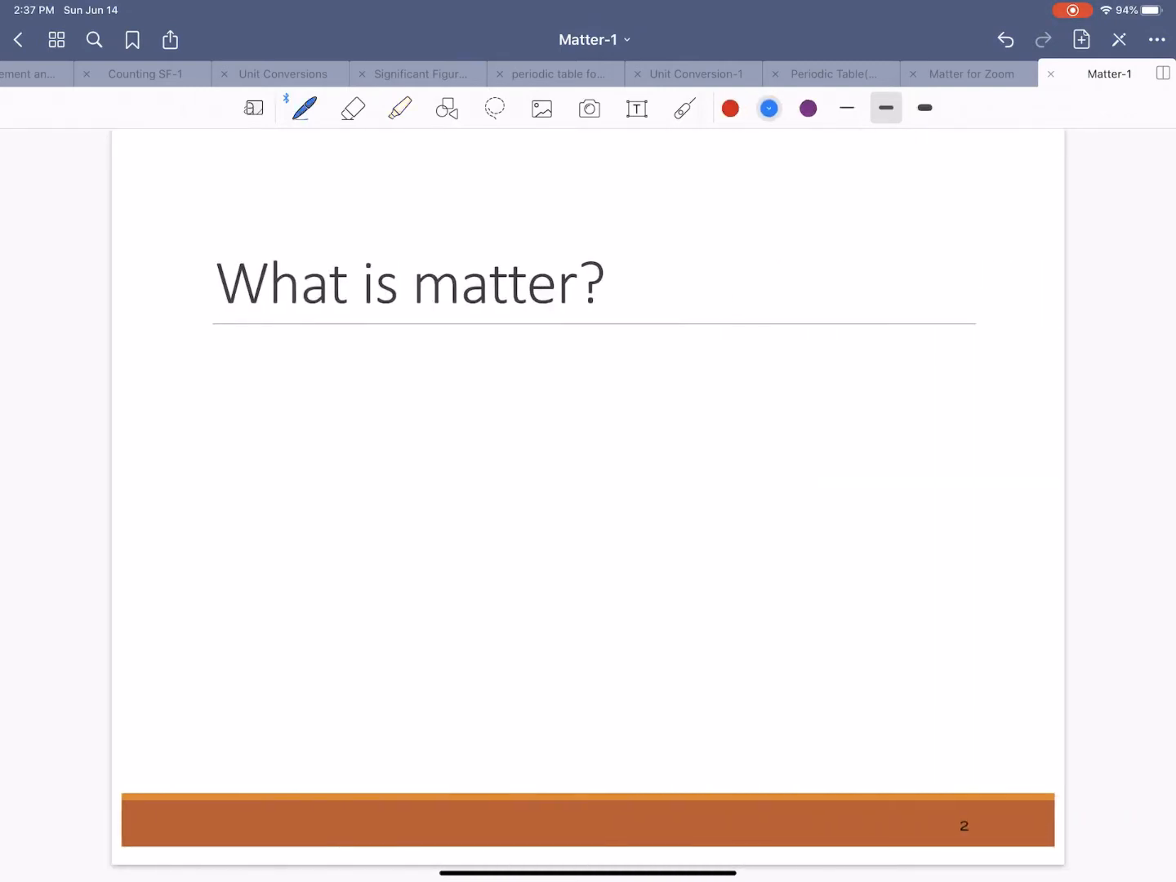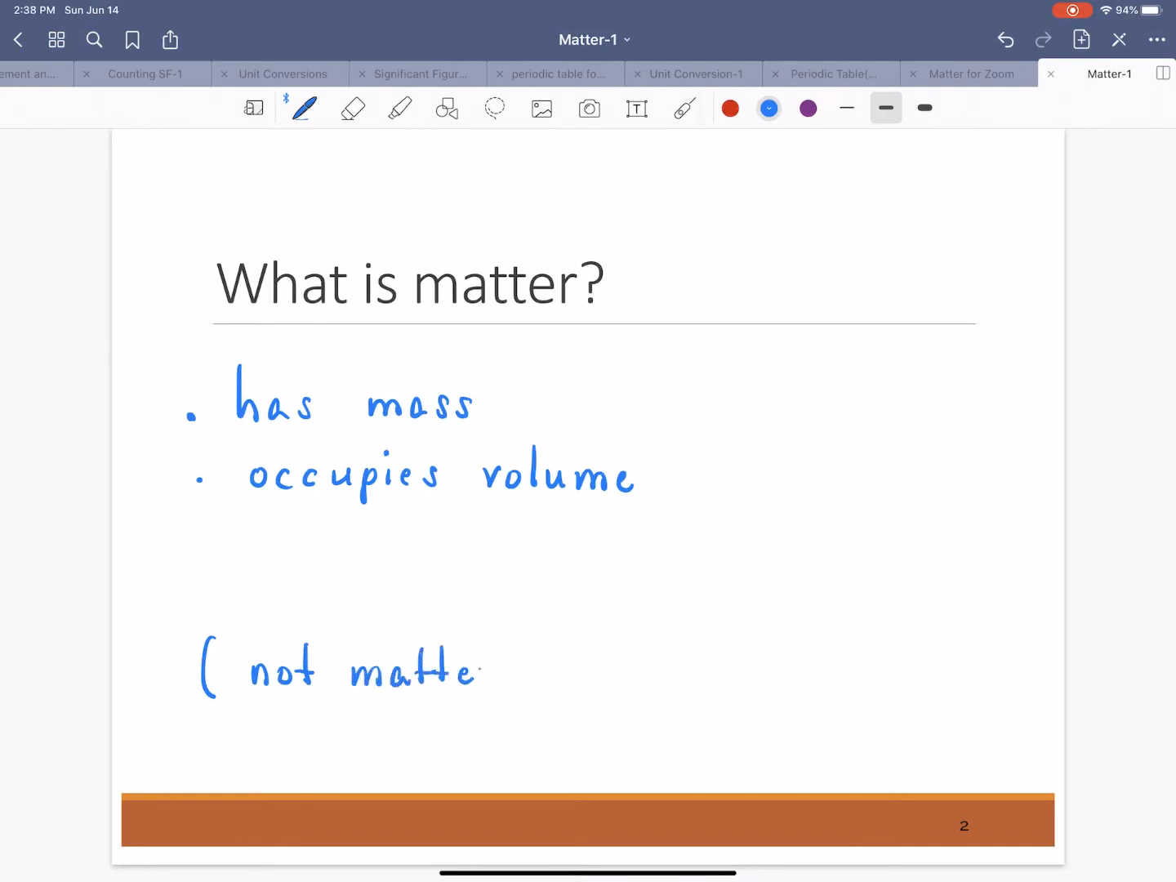What is matter? Matter is anything that has mass and occupies volume or space. What is not matter? Energy.